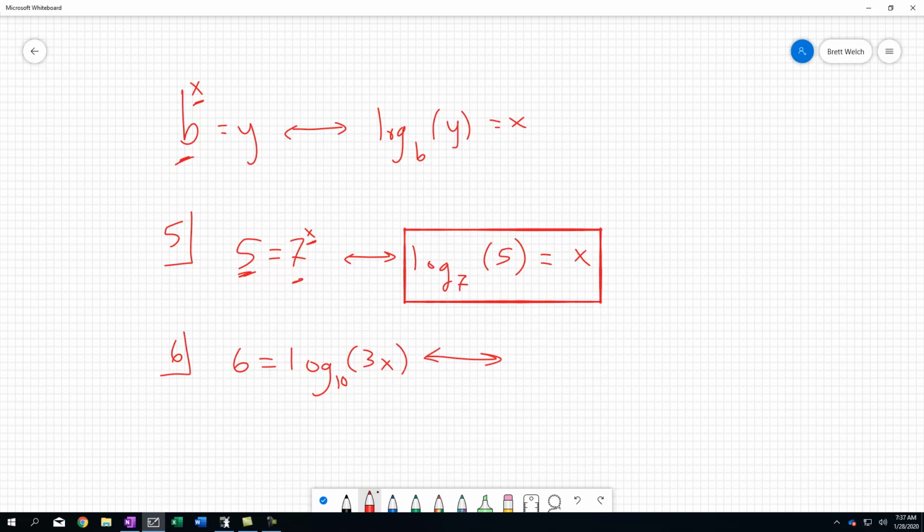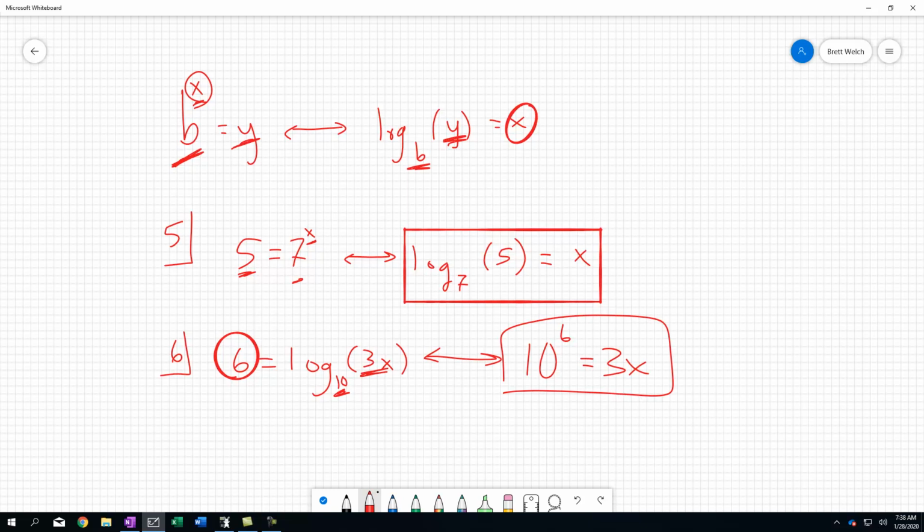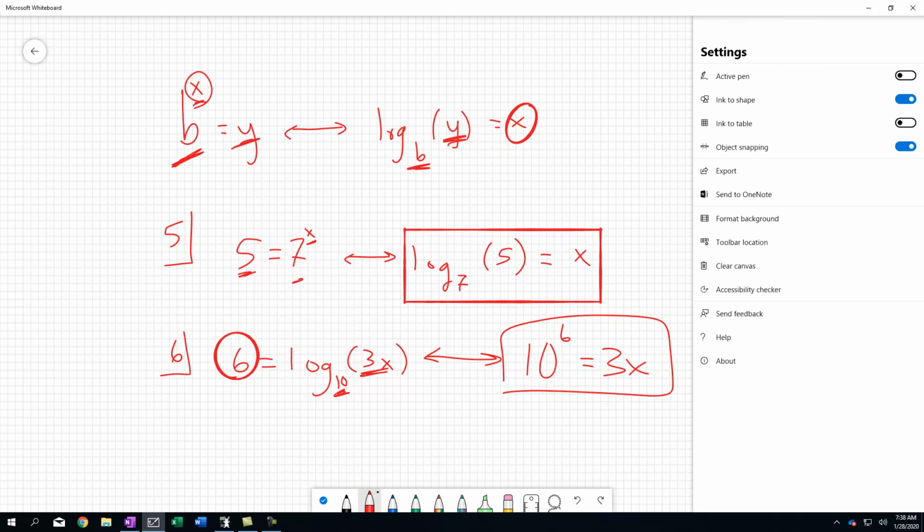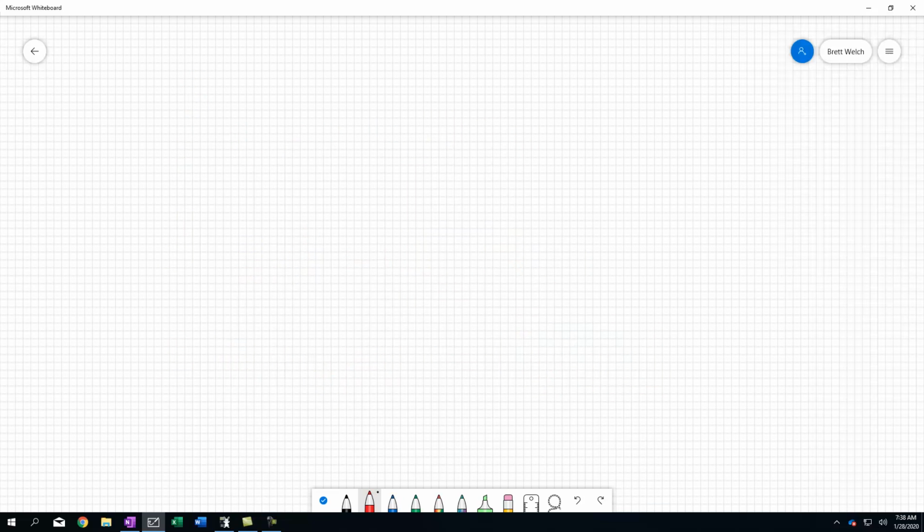Now we're looking over here. We want to create a b to the x. Well, our b is the base of the log, which is 10. So we're going to go 10 raised to the exponent, which comes from what the log is equal to, and since the log is equal to 6, 6 must be my exponent. And then it's equal to whatever was in the parentheses, and that's 3x. There's my exponential version of the logarithm. All right. Let's turn the page and look at what's next.